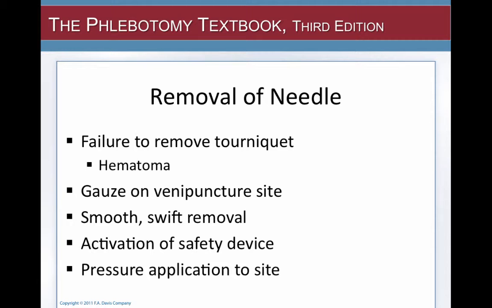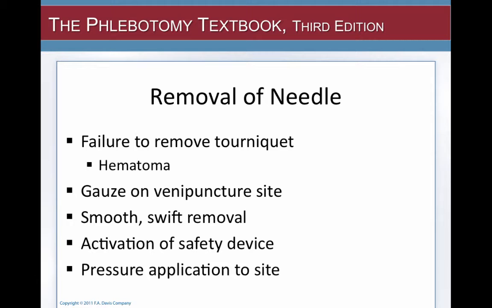The second thing you want to do is make sure that you remove the tourniquet before you remove the needle, because if you do not, you may have a lot of blood come out of the venipuncture site and you can cause a hematoma. You want to remove the needle in a smooth, swift motion, and then you want to put your gauze on the venipuncture site.